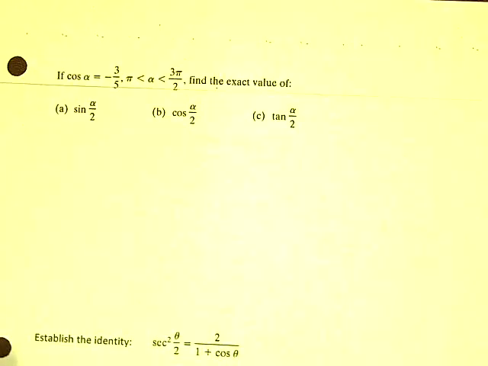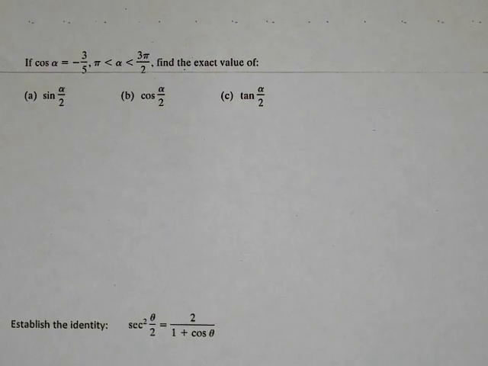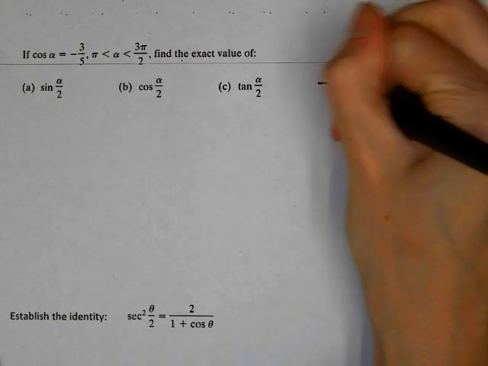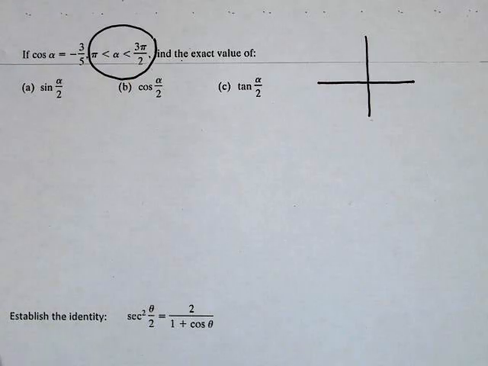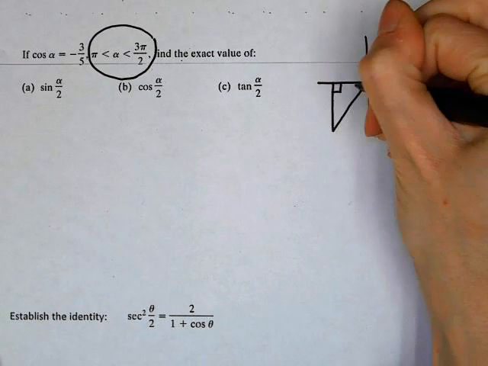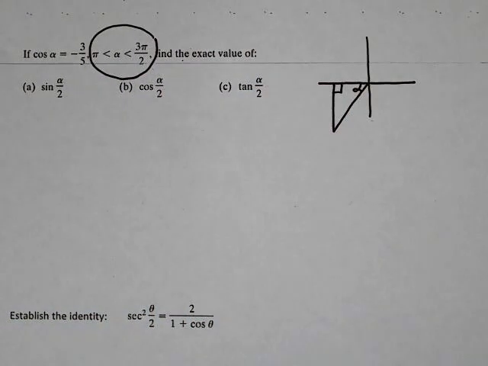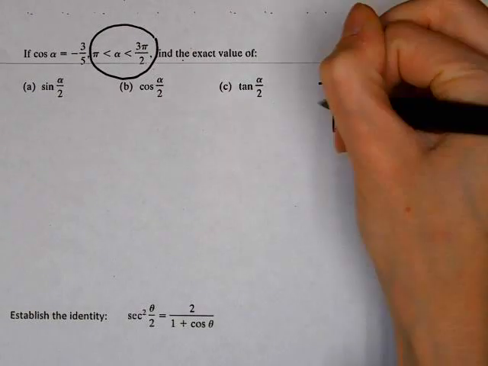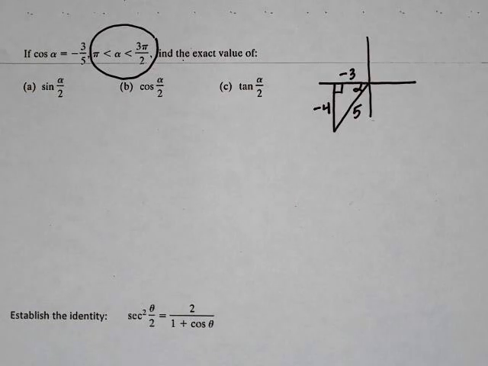Okay, the backside, let's see what we got here. Okay. So yes, the backside is not the unit circle. We might just have to draw a triangle and kind of see what's going on. So let's draw a triangle in quadrant 3. Okay, so this is alpha here. So if cosine is -3/5, we know adjacent is -3, hypotenuse is 5, and opposite is -4. That's just Pythagorean theorem.